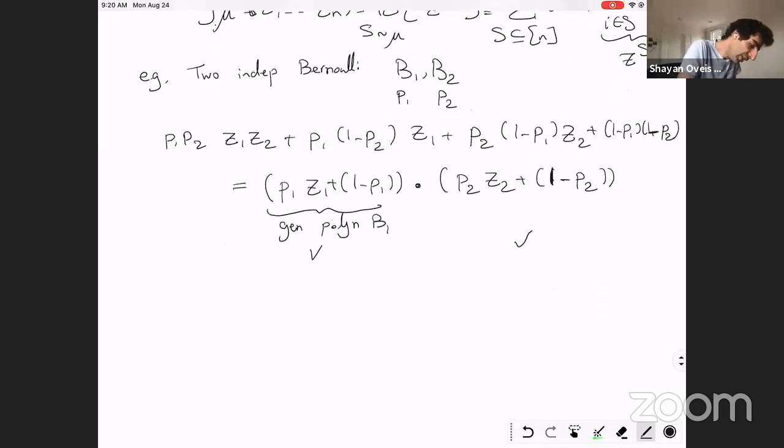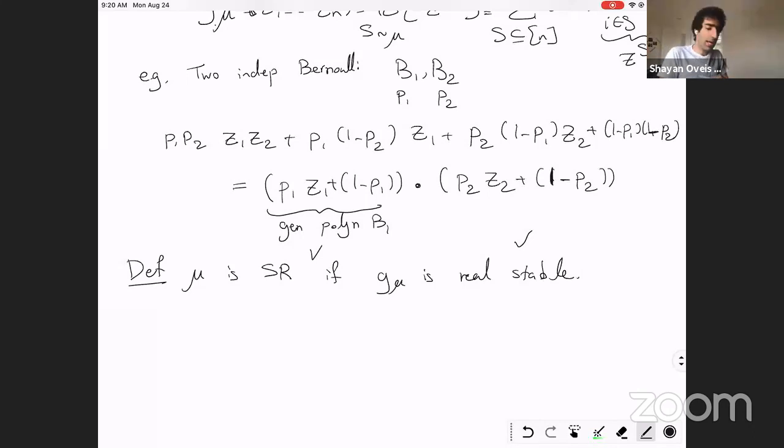Now, in general, we say this distribution mu is strong Rayleigh if G of mu is real stable. Okay, and we just solved one example of such a thing. Any n independent Bernoulli random variables form a strong Rayleigh distribution.